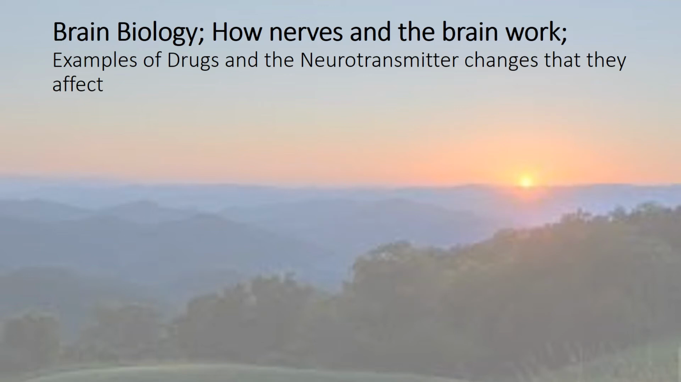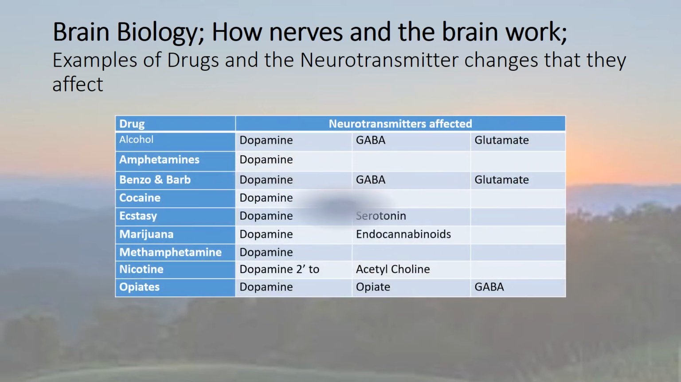Nerves work through these drugs and neurotransmitters to cause change. If you look at this chart, you'll see that every different drug available has one primary effect: it causes dopamine levels to increase. Secondary effects, some of them will affect GABA and glutamate, such as alcohol. Benzos and barbs, the same thing. So you can see that basically benzos are alcohol in tablet form.